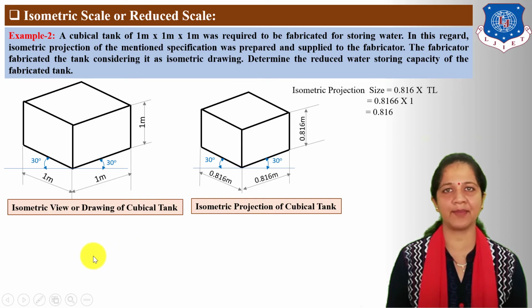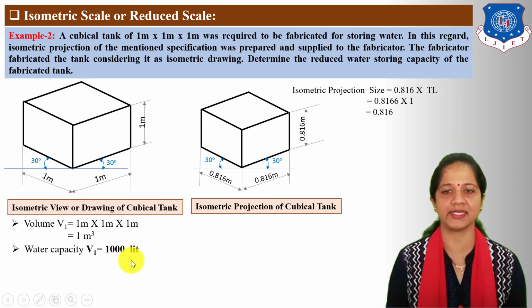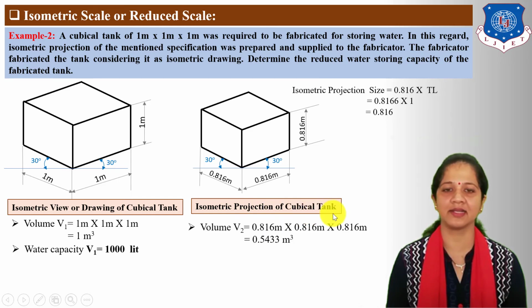For finding storing capacity, first we need to find volume V1 for isometric view or drawing of cubical tank. So, volume V1 is equal to length into width into height, and which is given 1 meter. So, volume V1 is equal to 1 meter cube. Water capacity V1 is equal to 1000 liter because 1 meter cube is equal to 1000 liter. Similarly, find out volume V2 for isometric projection of cubical tank.